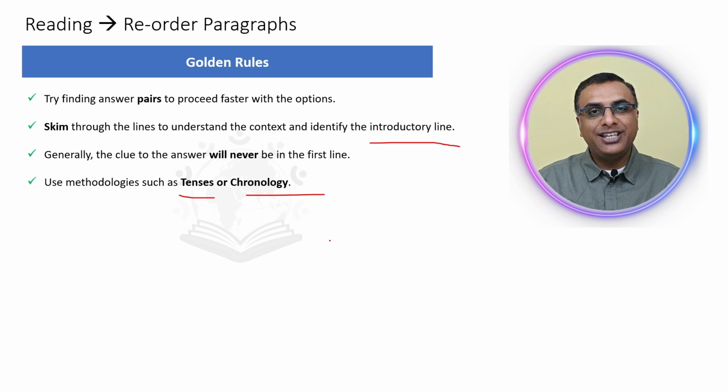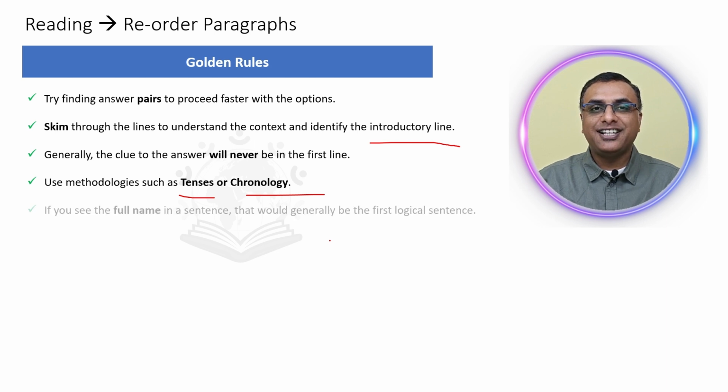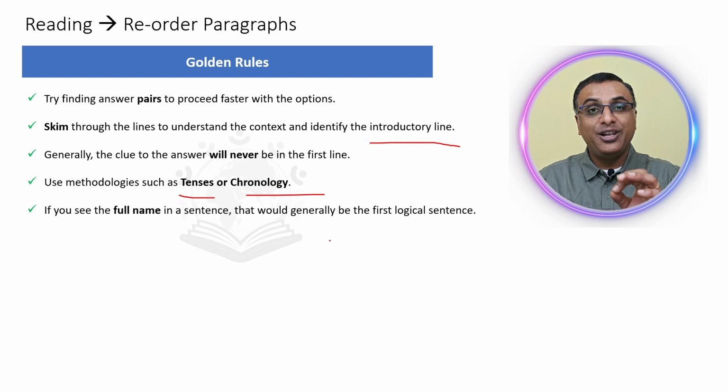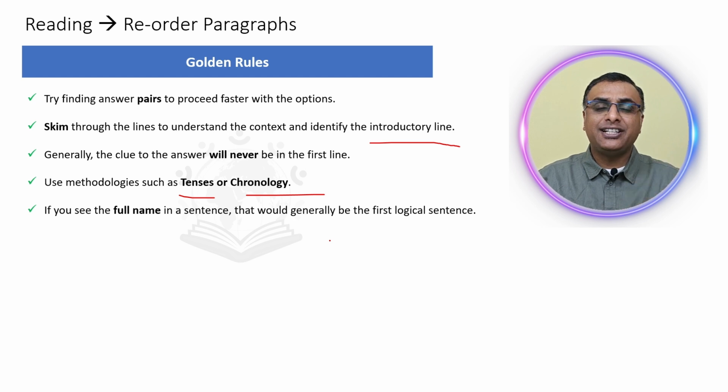One more clue to easily identify the first logical sentence is if you see a full name in one of the sentences. Generally, that sentence will be your first logical sentence. Now, if they give Alexander Graham Bell in one of the sentences, then that particular sentence will be your first sentence. In the subsequent sentences, they can just mention the first name or the last name, or they can just say he or she.